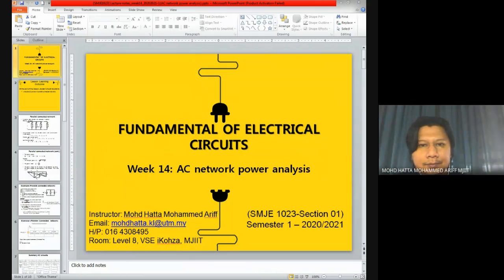Okay, this is the slides for week 14. As I mentioned earlier, the topic will be AC network power analysis, AC networks in terms of parallel connected AC circuit or AC network.